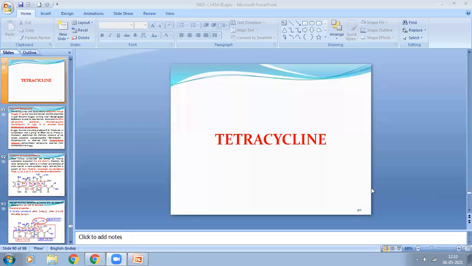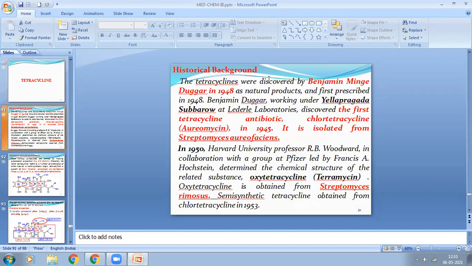So I am starting today tetracycline. First of all, we are discussing the historical background of the tetracycline. You see here, tetracycline is a broad spectrum antibiotic.